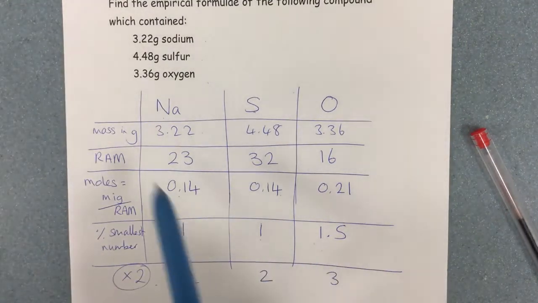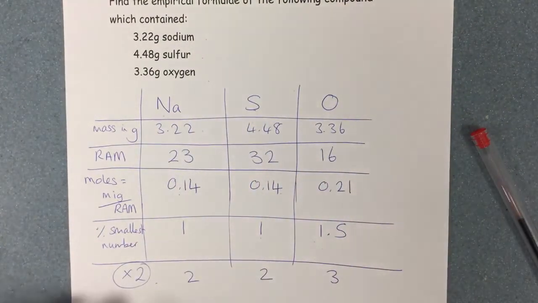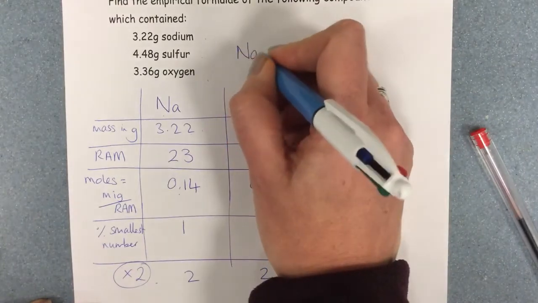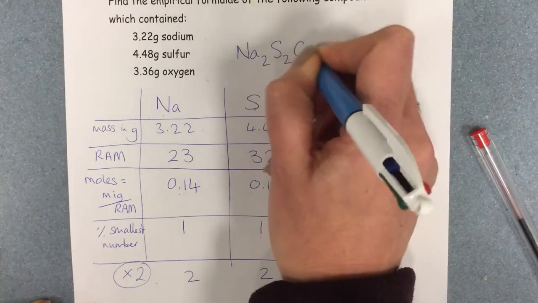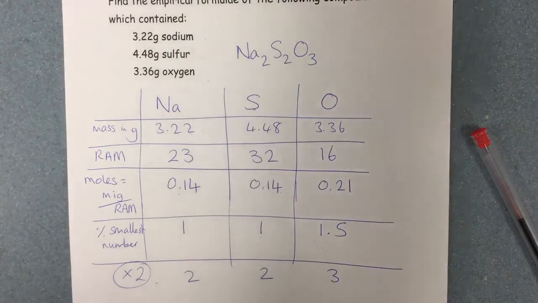because I can't write NaSO 1.5. That's not a formula. So I can write Na2S2O3. And that's my empirical formula done.